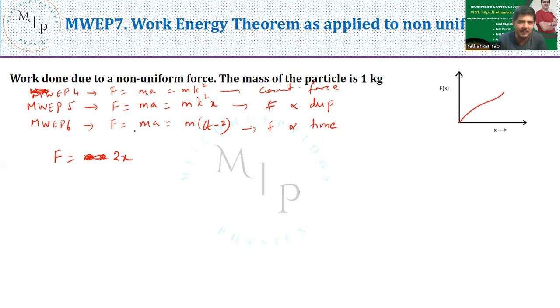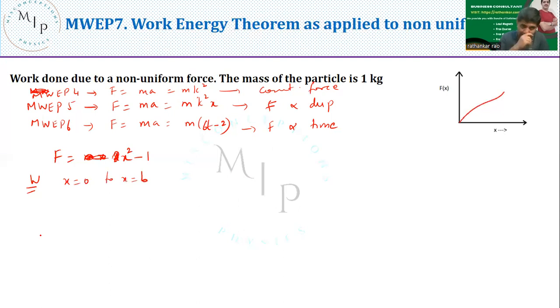Why 2x? Let me make it more complex. Let me make this as x square minus 1, x minus 1 into x plus 1. This is quite easier. Let us do something like this. F equal to x square minus 1. And the question asked is, what is the work done? Again, I'll assume the same thing when the particle is moved from x equal to 0 to x equal to b. I like this b. Anyway, I want to find out the work done.